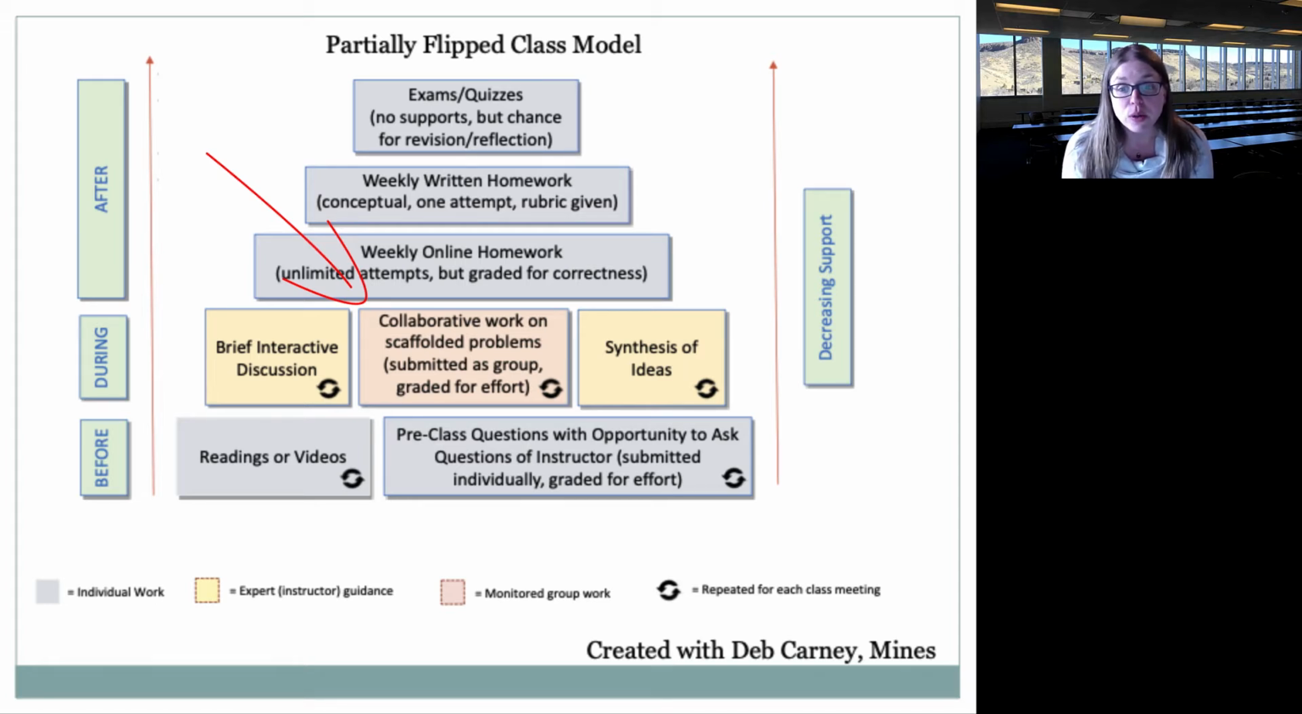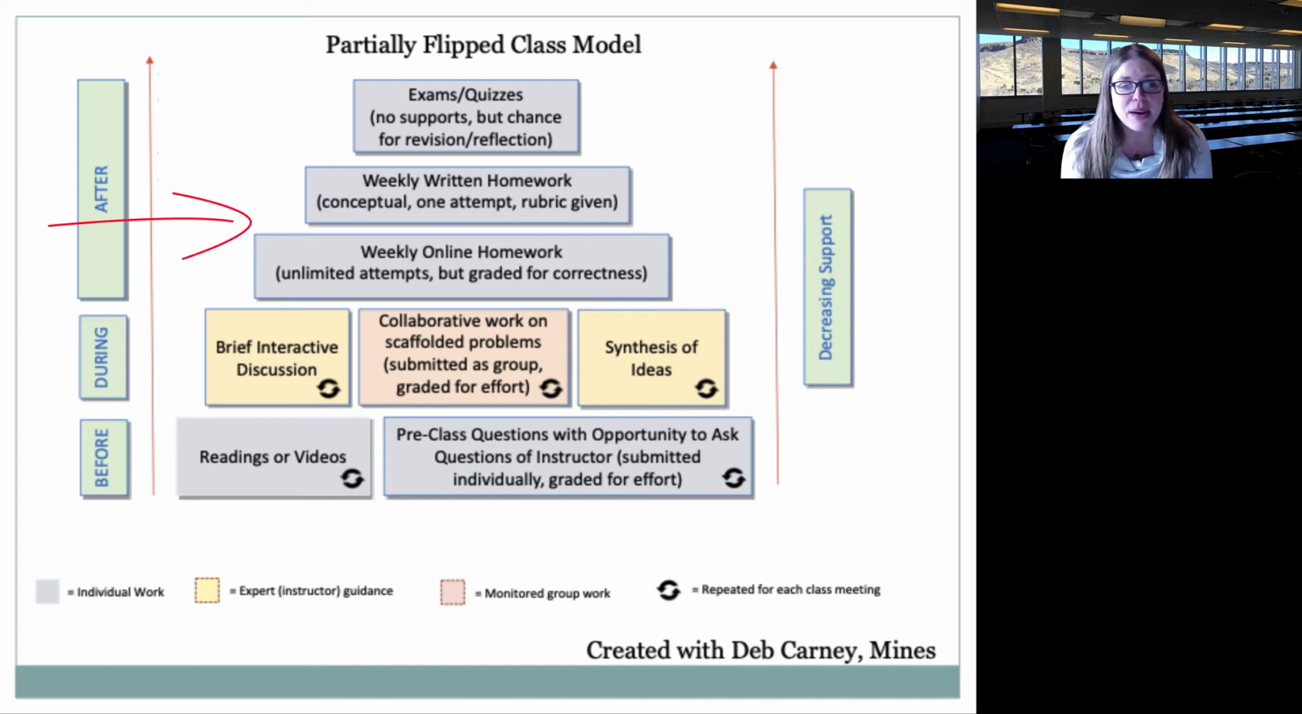We have them submit those and they are graded, but just for effort. Again, another safe space to fail. And then we have this end of class time where I help them synthesize the ideas, point out some of the big things that they were working on or maybe seeing in their group work.